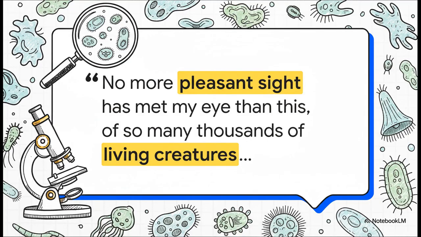So our story actually starts over 300 years ago with the Dutch scientist Antony van Leeuwenhoek. He famously wrote, "No more pleasant sight has met my eye than this, of so many thousands of living creatures in one small drop of water." He was looking at what we kind of just lumped together as protists. And for centuries, biologists did exactly what he did. They just looked. They categorized these microscopic marvels purely based on their visual morphology, whether they crept along with blob-like appendages or looked like tiny trumpets.